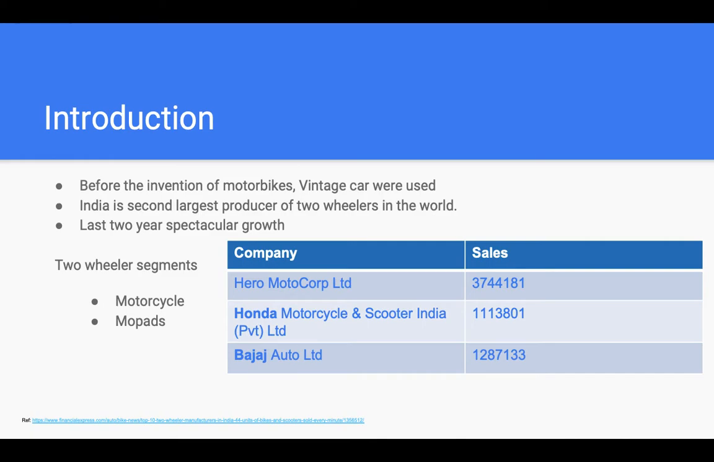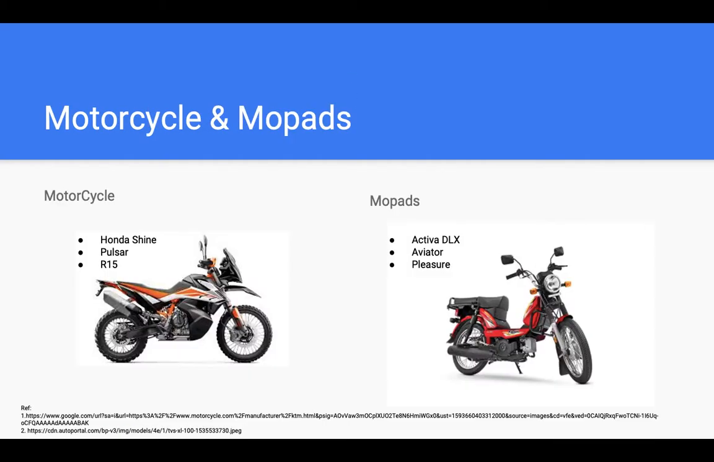Here is a list of companies and their sales. Hero MotoCorp has 3.7 million sales and Honda Motorcycles has 1.1 million sales. Bajaj Auto has 1.2 million sales, and all these companies sell motorcycles and mopeds as well. Some examples are shown here: in motorcycles, Honda Shine, Pulsar, R15 and CBZ; in mopeds, Activa DLX, Aviator, Pleasure, Scooty Pep.